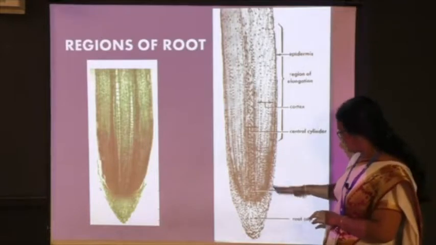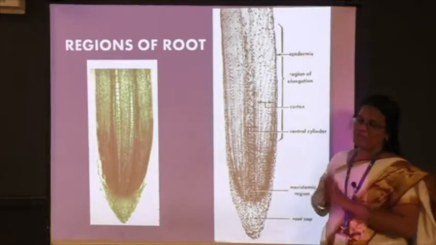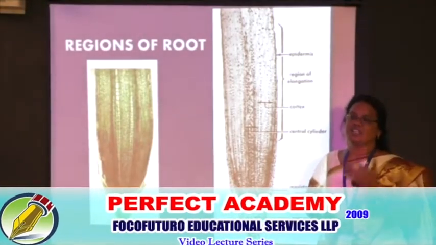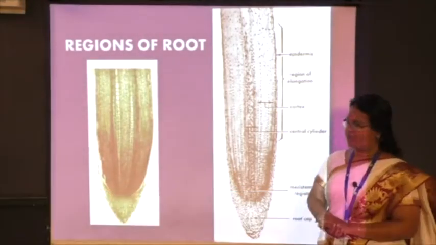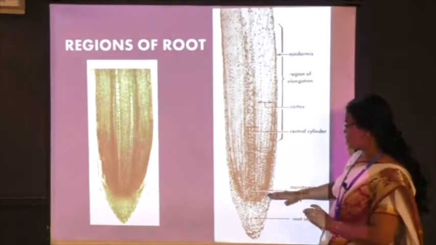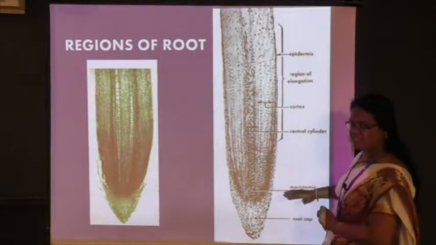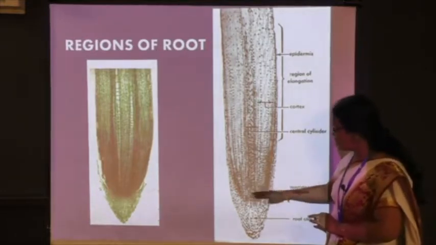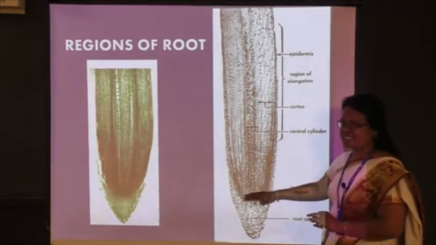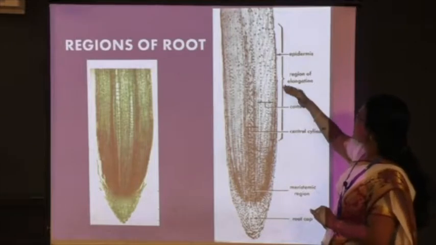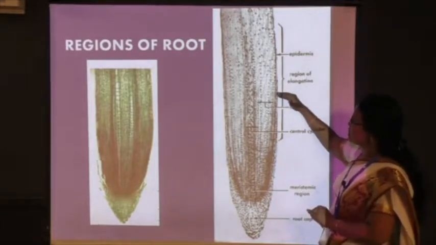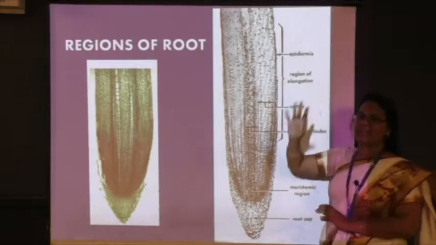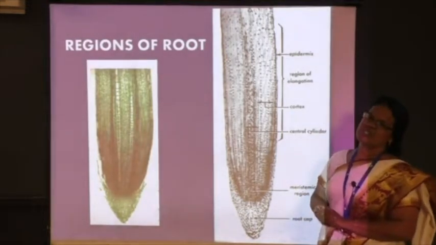Next comes the meristematic region. Meristems, in the sense, are very young cells. They are always in the state of division. This zone of meristem or region of meristem produces meristem cells. This zone is most important because they produce young cells. Next comes the region of elongation. This region is most important because the cell elongation takes place with the help of a phytohormone called cytokinin.